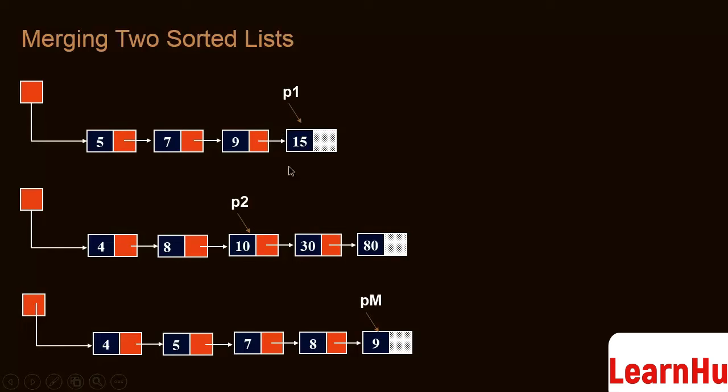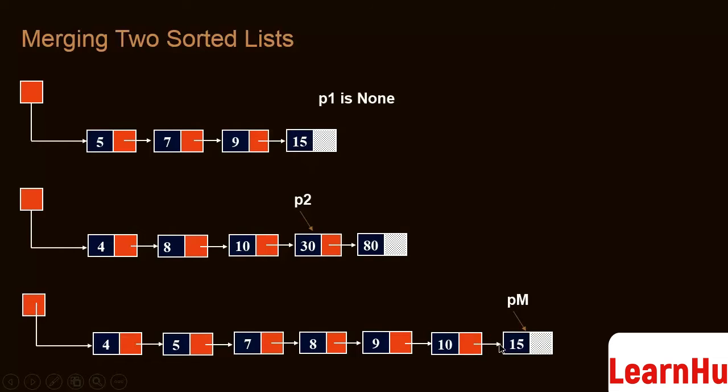Now we compare these two. This one is smaller, so the new node has value 10 and P2 is moved forward. Now we compare these two. This one is smaller, so the new node has value 15 and P1 is moved forward.